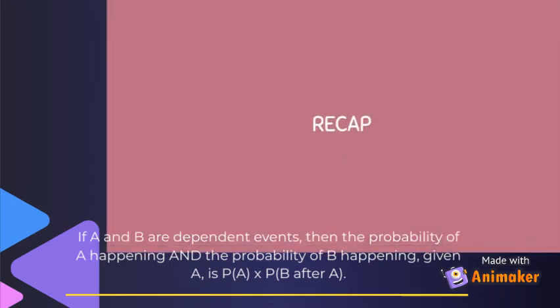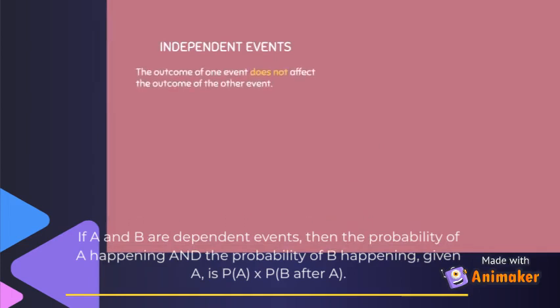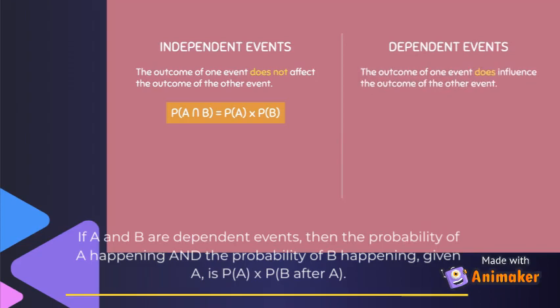To quickly recap, for independent events, the outcome of one event does not affect the outcome of the other event. If events A and B are independent, the probability of A and B occurring is equal to the probability of A times the probability of B. And for dependent events, the outcome of one event does influence the outcome of the other event. This is commonly seen when drawn items are not returned. If events A and B are dependent, the probability of A and B occurring is equal to the probability of A times the probability of B after event A has occurred.